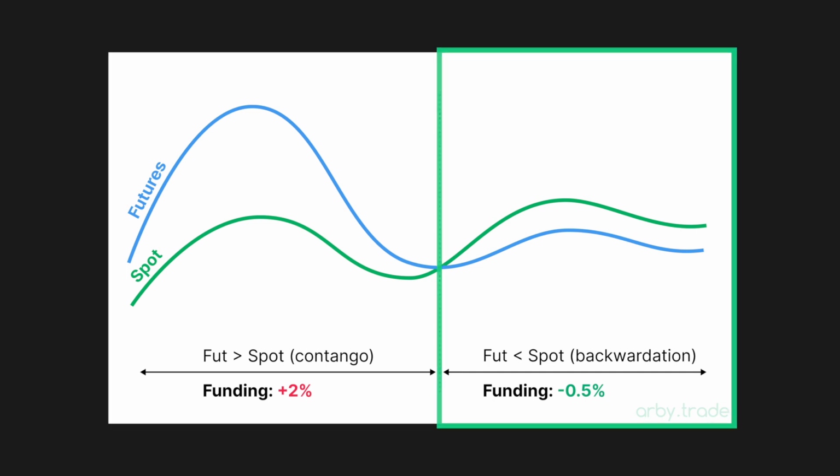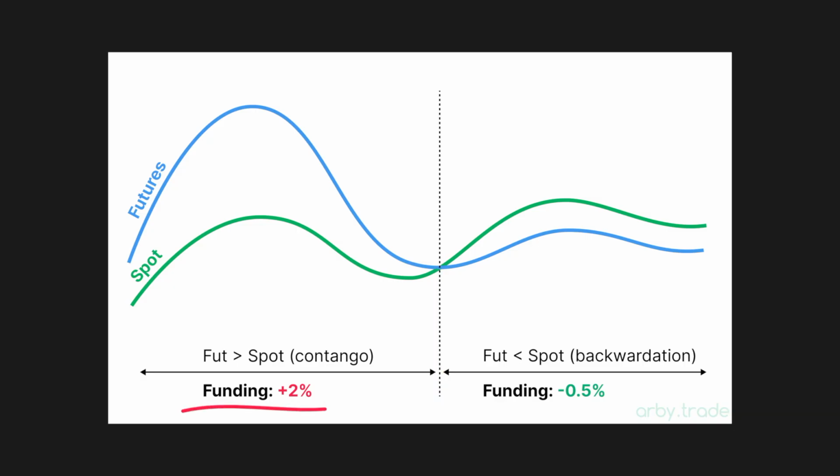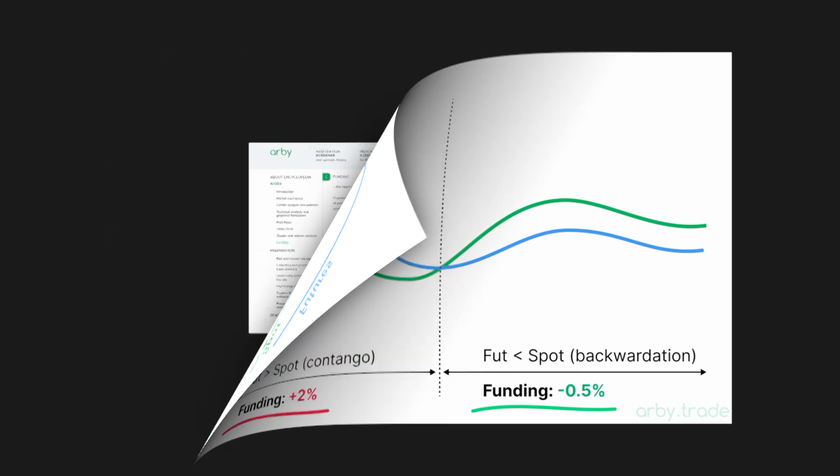Conversely, when the futures price is lower than the spot price, the funding rate is negative, meaning long position holders receive a payout, while short position holders have the funding deducted. That's why we've highlighted positive rates in red, since short sellers profit, and negative rates in green, since long position holders profit. For now, that's all you need to know about funding.